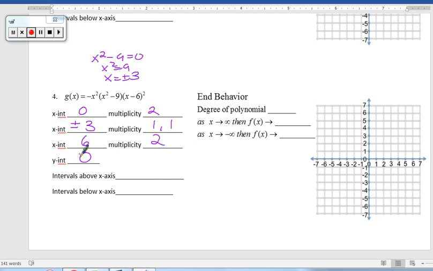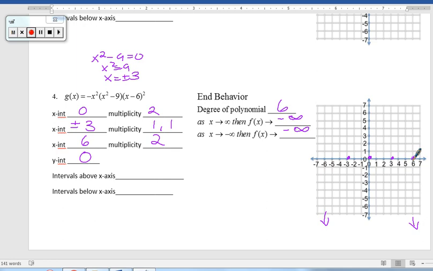If I add all these guys up, we have a polynomial of degree 6, which means both end behaviors are happening in the same direction. Since the actual polynomial is negative, both end behaviors will be happening at -infinity. Alright, so let's put our zeros on there. We have one at -3, one at 0, one at +3, and another one at 6.